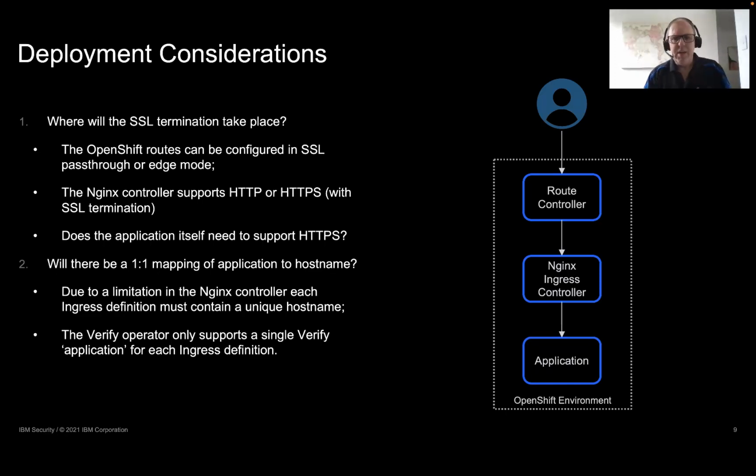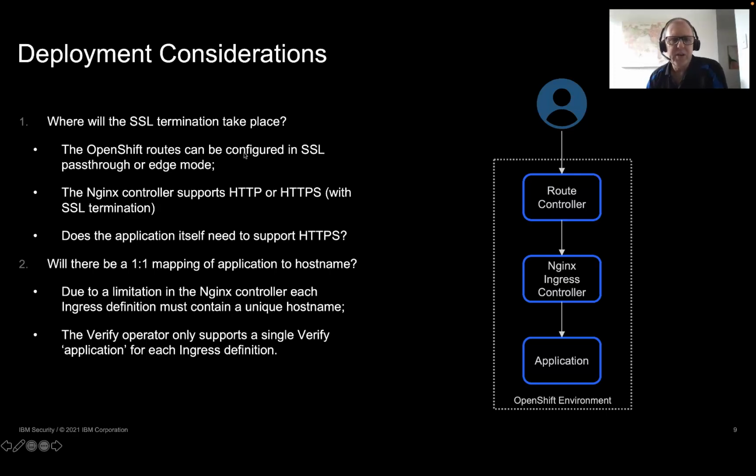When it comes to deploying your applications in the environment, there are a couple of considerations that you really need to take into account. On the right-hand side in this picture, it shows the network traversal for a request to your application. When a client makes a request, it first ends up at your route controller in your OpenShift environment. From there, the route controller sends the request to the Nginx ingress controller, and then the Nginx ingress controller sends the request through to the application. So we've got this chain of requests taking place.